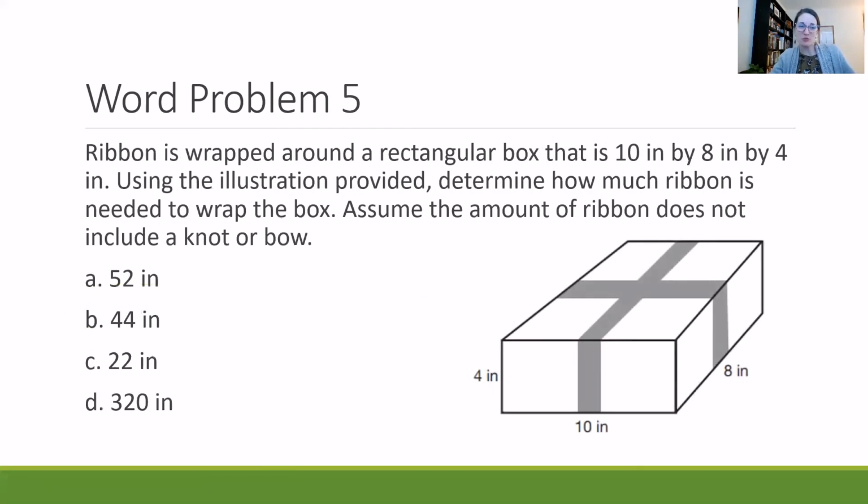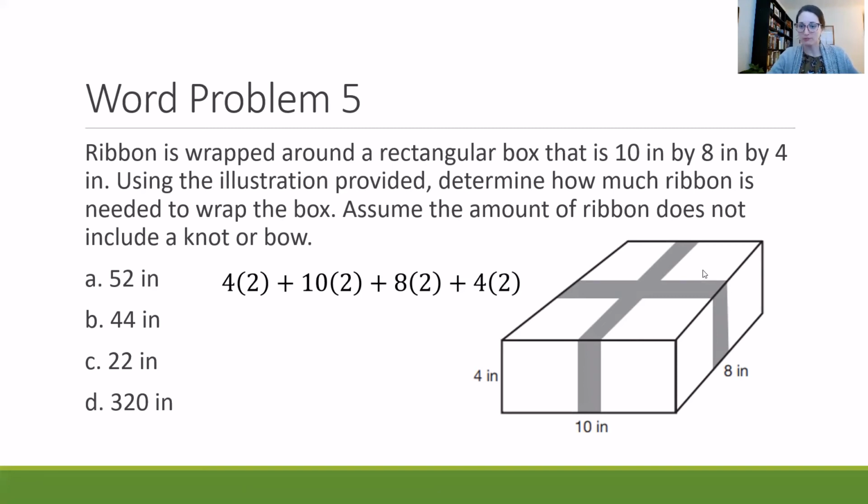Now, word problem 5 says, ribbon is wrapped around a rectangular box that is 10 inches by 8 inches by 4 inches. Using the illustration provided, determine how much ribbon is needed to wrap the box. Assume the amount of ribbon does not include a knot or bow. Now, how do I figure all of this out? Well, I need to think about where the ribbon touches.